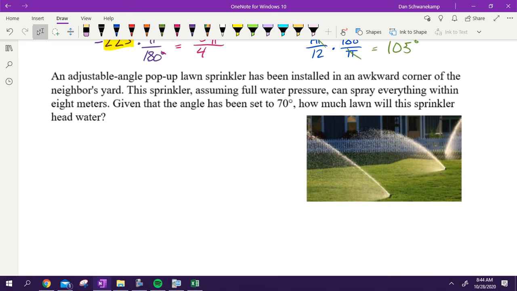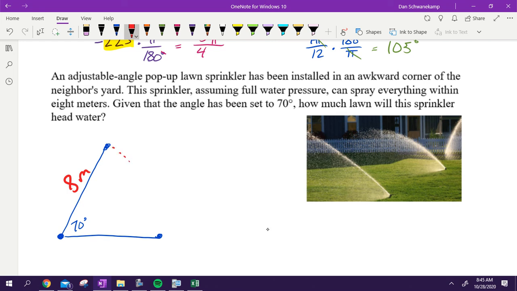Last one. An adjustable angle pop-up lawn sprinkler has been installed in an awkward corner of your neighbor's yard. This sprinkler, assuming full water pressure, can spray everything within 8 meters. Given that angle has been set to 70 degrees, how much lawn will the sprinkler head water? So you got a little sprinkler head. It sprays water out, and then it can turn 70 degrees. How far can it shoot? 8 meters, because that is the distance.